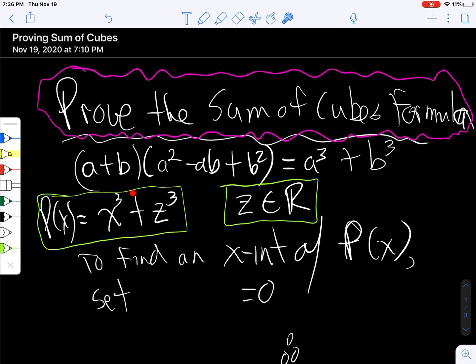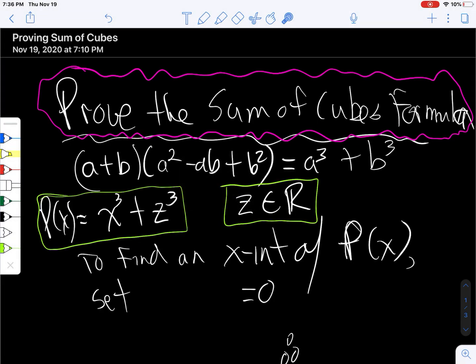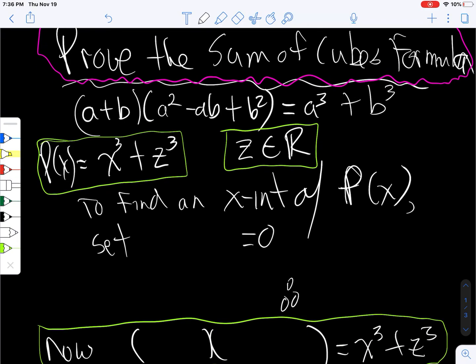So we're going to use the factor theorem. What's the first thing we do with the factor theorem? We try to find a single factor, and we do that by testing to see if we can get an x-intercept. So let's get an x-intercept. This is actually much easier than you might realize. What we have to do is set x cubed plus z cubed equal to 0.